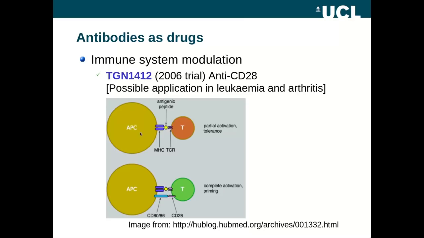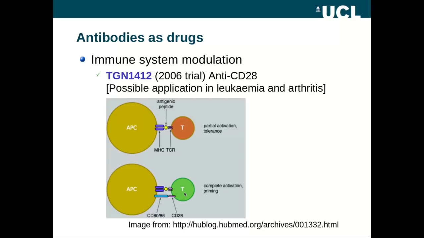Now, if that happens alone, we get partial activation of the T cell, and actually we build up tolerance against that antigenic peptide. However, if that happens in concert with another interaction between a molecule called CD80/86 on the antigen-presenting cell and CD28 on the T cell, then that leads to full activation of the T cells and priming against seeing this antigen again.